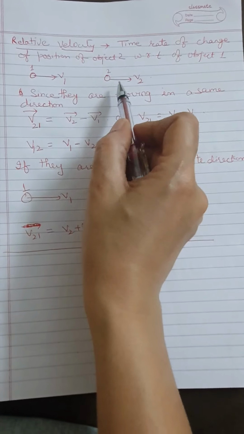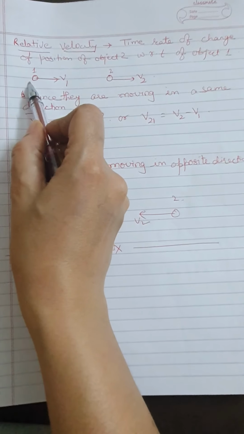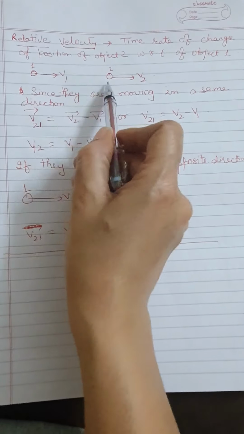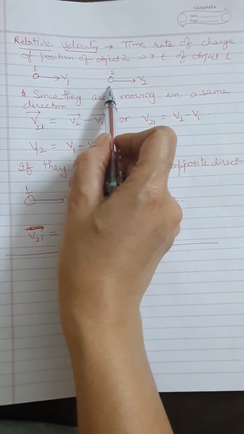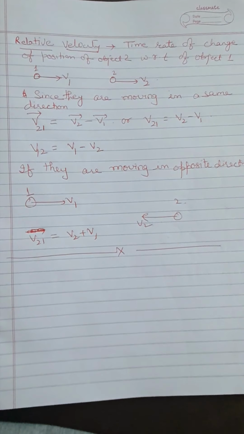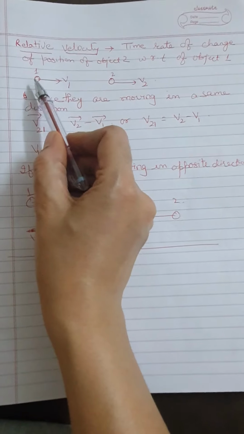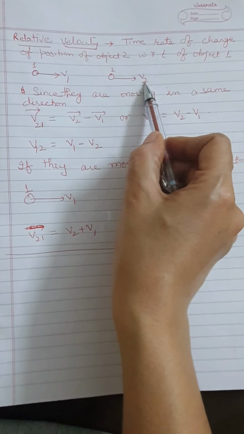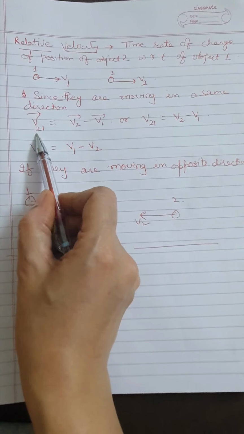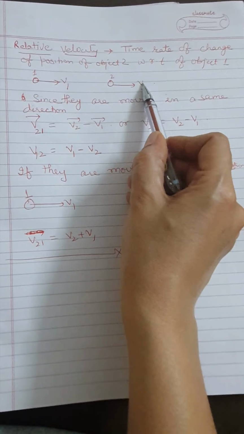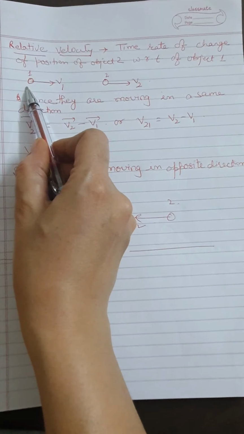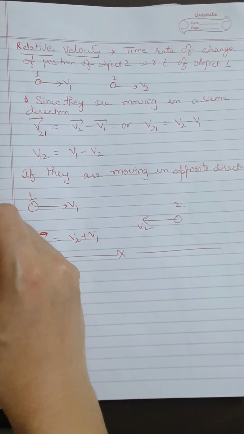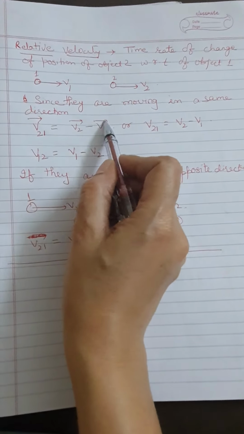Relative velocity of object 2 with respect to 1. For relative velocity, we should have two objects. Relative, in simple words, means comparison. First object has velocity v1, second object has velocity v2. v21 means relative velocity of 2 with respect to 1 is equal to v2 minus v1. Here the arrow means vector quantities.